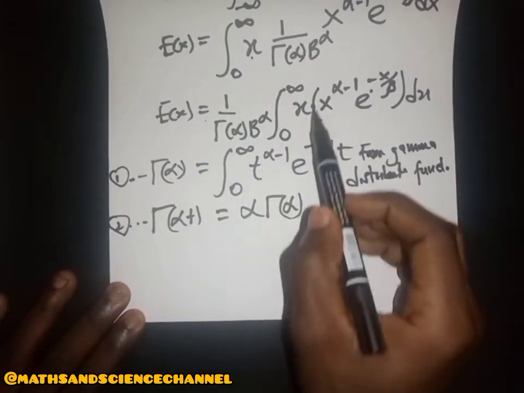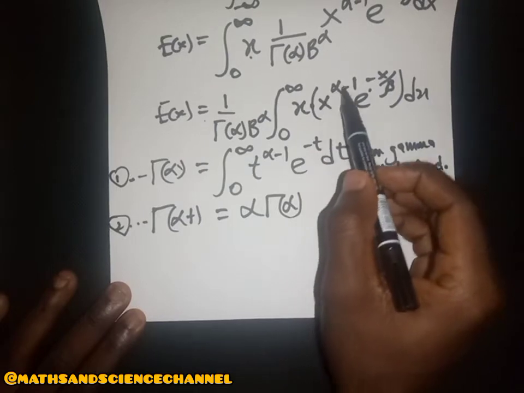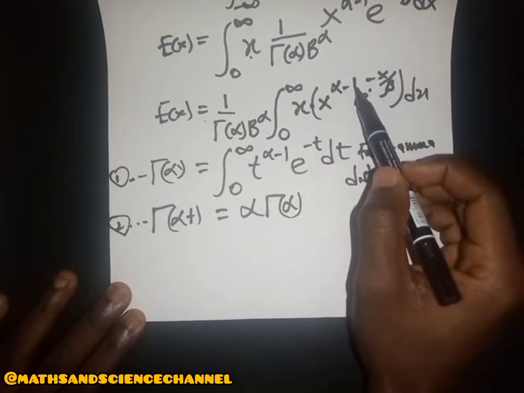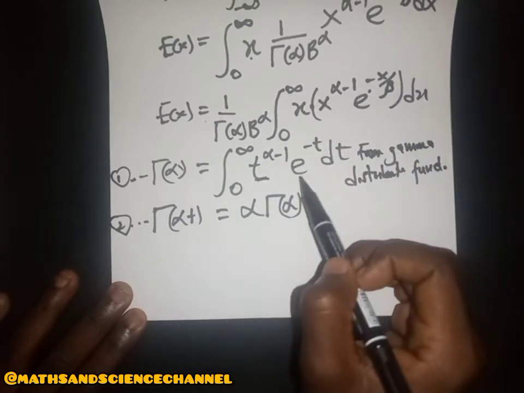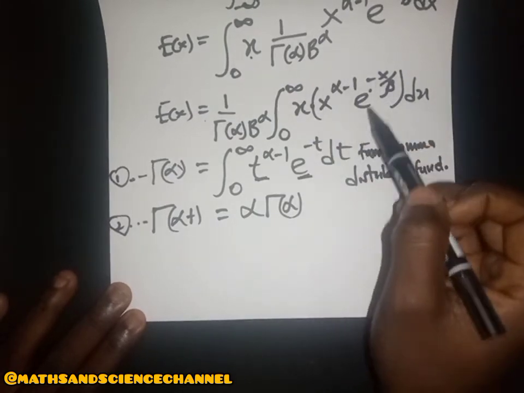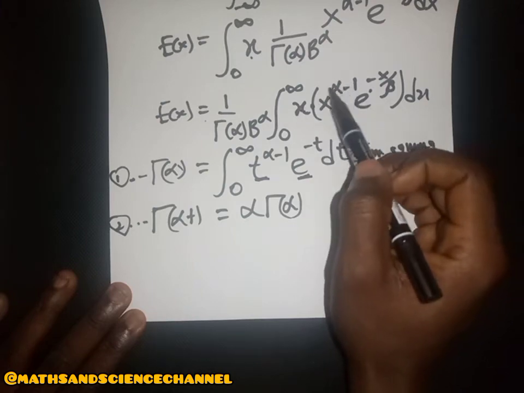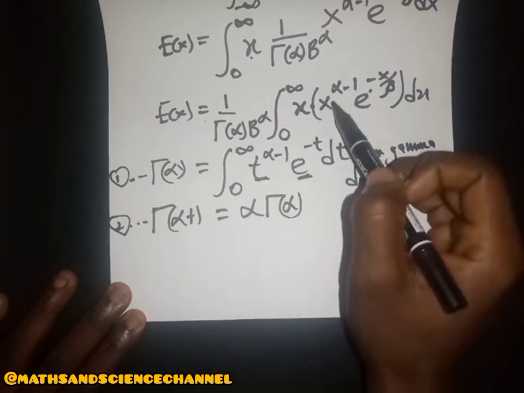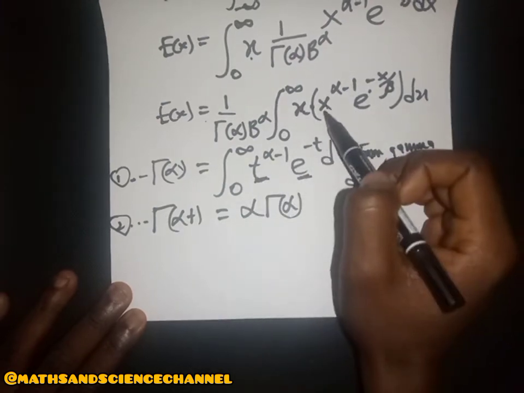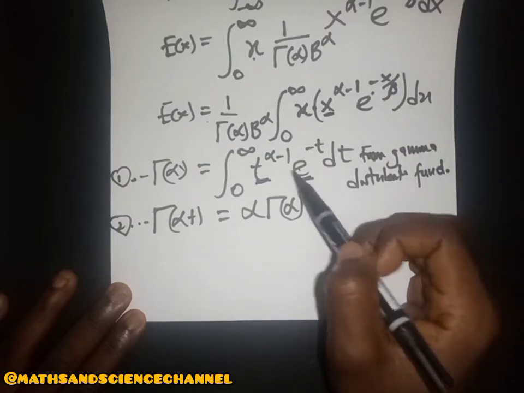In doing that, we realize that we have x here and then x to the power alpha minus 1. So comparing this and that to the whole of the one here, we realize that when I multiply this by this, I'm left with x to the power alpha. So it looks similar to this, and therefore our t here is just the x here, and then e to the power minus t.